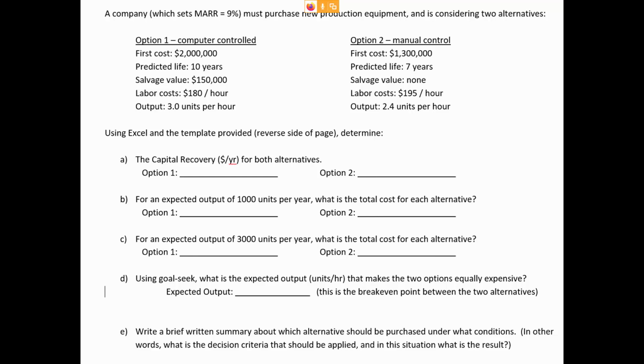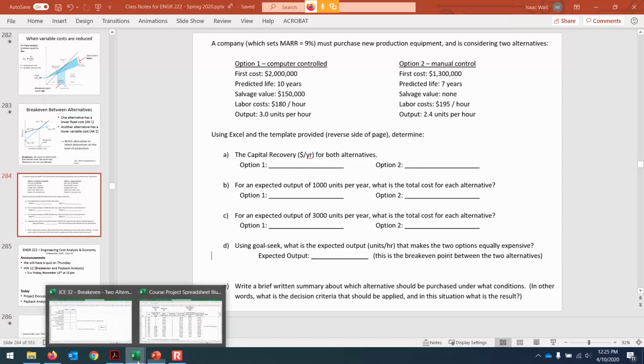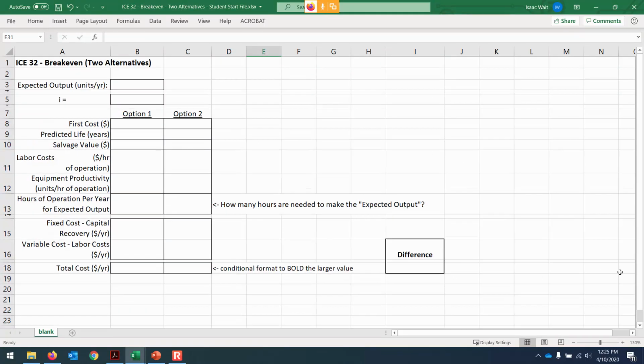So what we're going to do is compare these two things. In step A, we'll calculate the capital recovery. In part B, we're going to look at the cost of each alternative if we're only making 1,000 units per year. So we'd want to know, should we choose option 1, or should we choose option 2 in the case of 1,000 units per year? And then we'll switch things around and look at what if we made 3,000, and then we'll look for the break-even point. Okay, so if you have that template file that I sent out, which looks like this, please open it now.